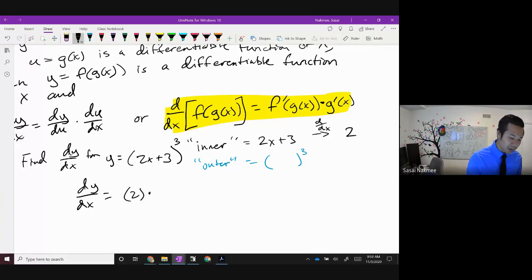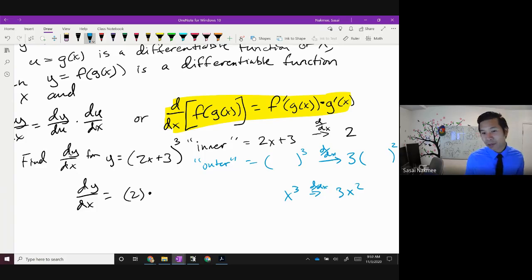And then I'm going to multiply that with the derivative of the outside function. The derivative of the outside function is going to be 3 times some stuff squared. Now, traditionally, if I had written x cubed, the derivative of that would be 3x squared. You see that? Using the power rule. But what I can say is this, that x could be literally just written as some stuff.